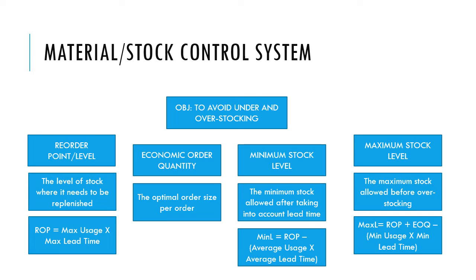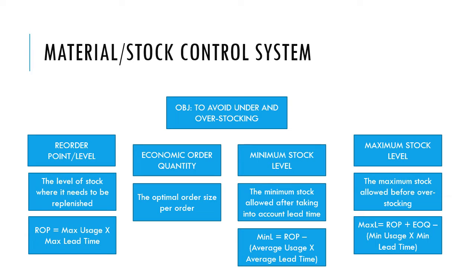One is to calculate the reorder point. The next ones are to calculate the minimum stock level, the maximum stock level, and also to calculate the economic order quantity. So we begin our discussion with reorder point level. So what is reorder point? Reorder point is the level of stock where it needs to be replenished.